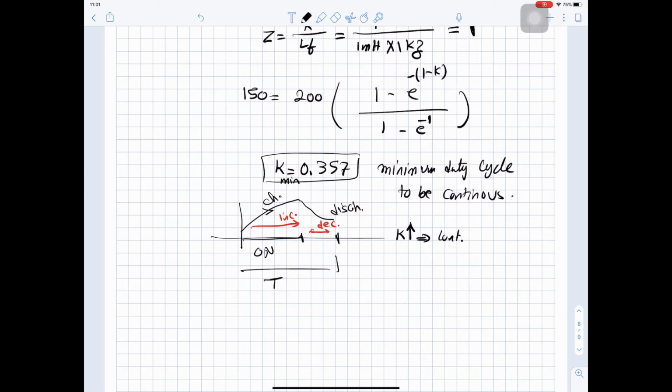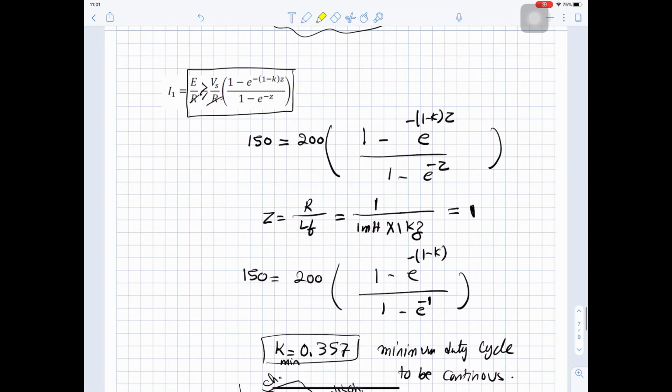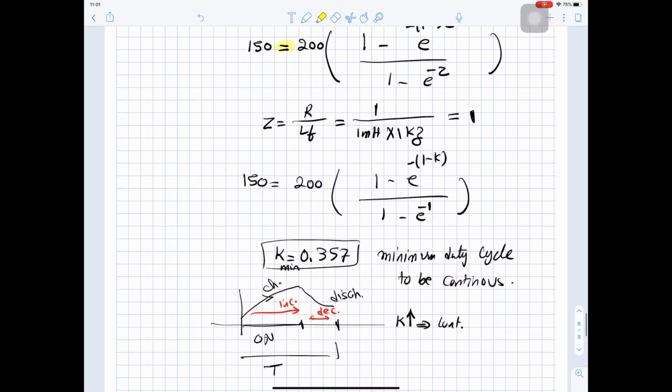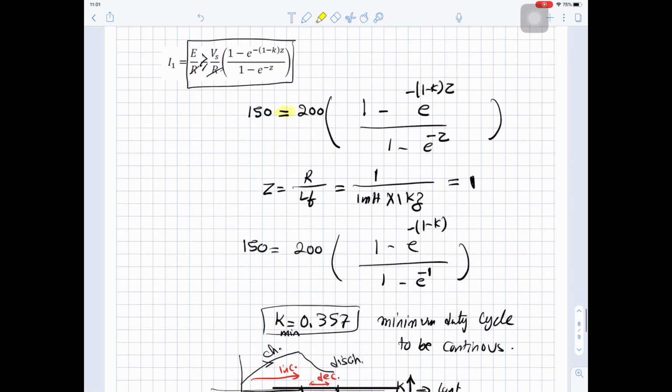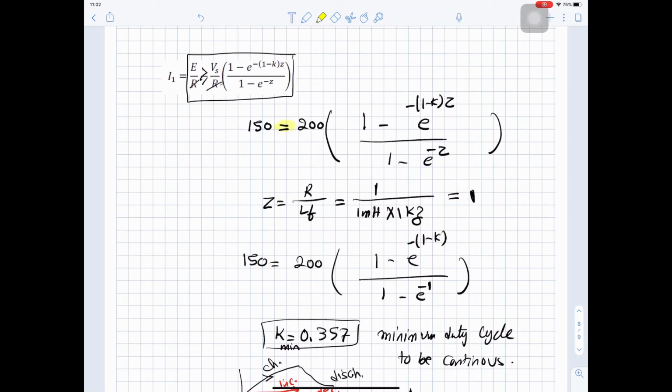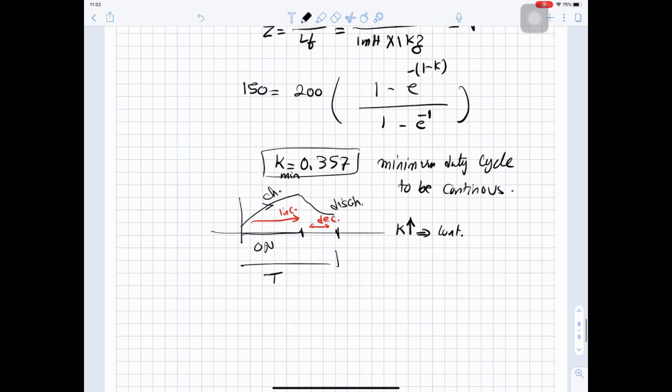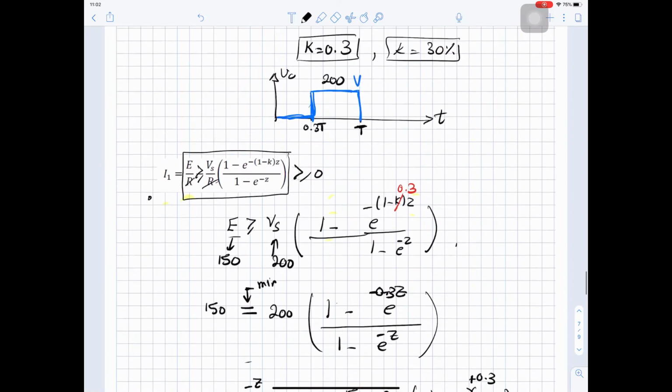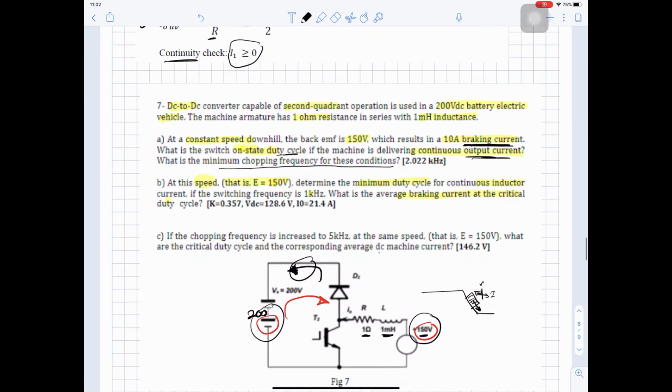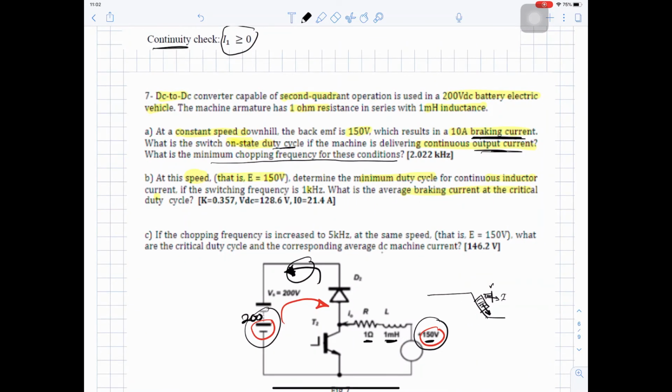This is the minimum K at which the equation is just equal. Now if you increase K more, this equation will not be equal and it will be greater than, or your current will not go to zero, it will go to a positive value. That's why we call this K minimum. So the minimum K for continuous current is found here.